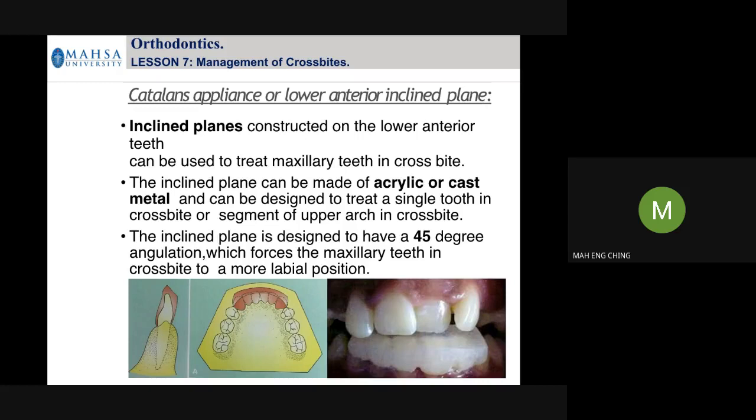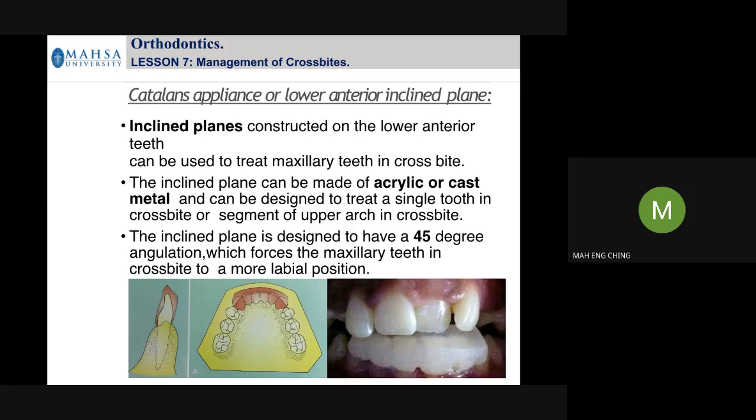So the inclined bite plane is designed with 45-degree angulation. It can be more, but usually we do about 45 degrees, more or less. Then it forces the maxillary teeth in crossbite to a more labial position. So look at the bottom right pictures. You see the incisors slide down the inclined bite plane. Whenever they bite, they tend to force the upper incisors forward. So we use the bite plane, which is inclined about 45 degrees.